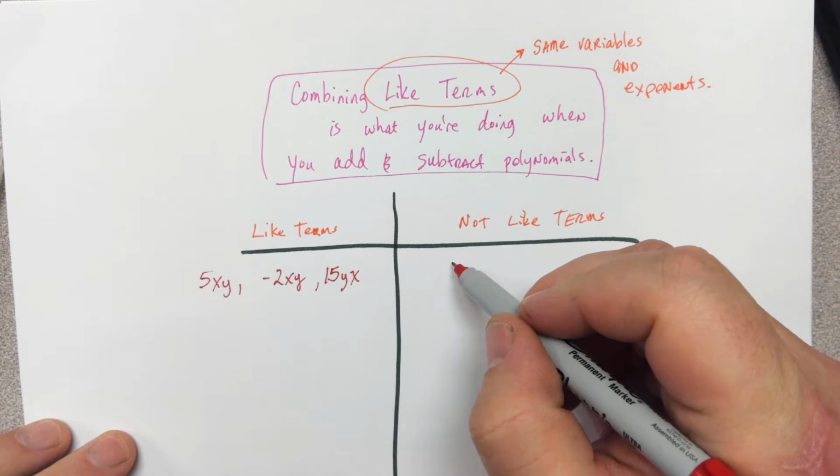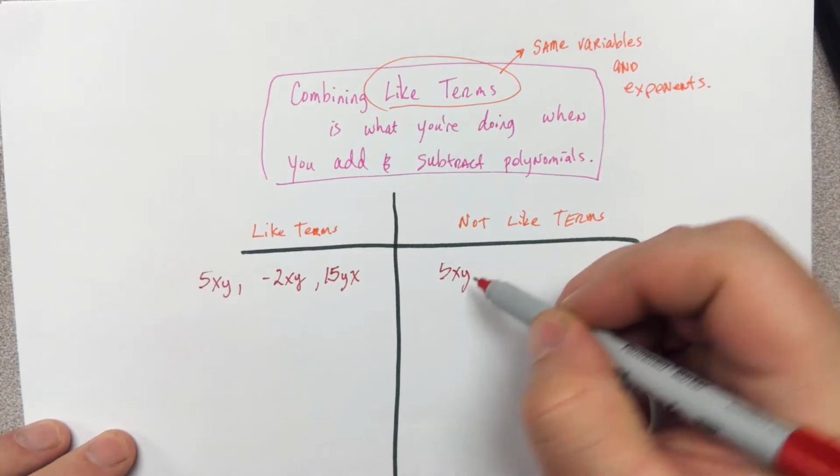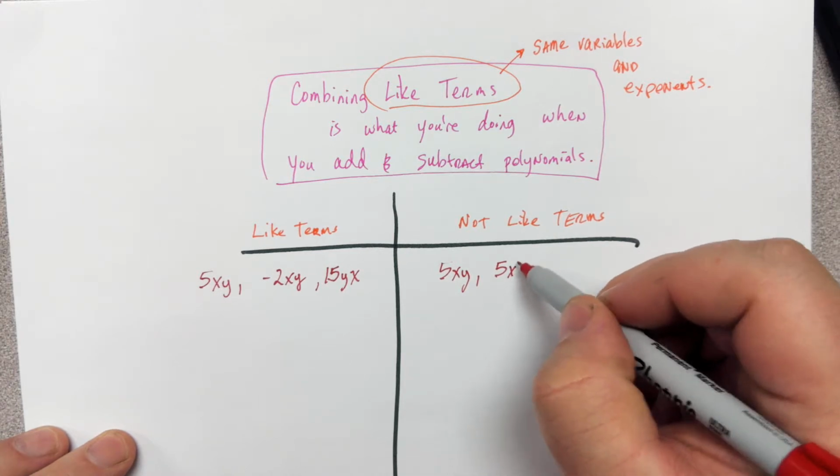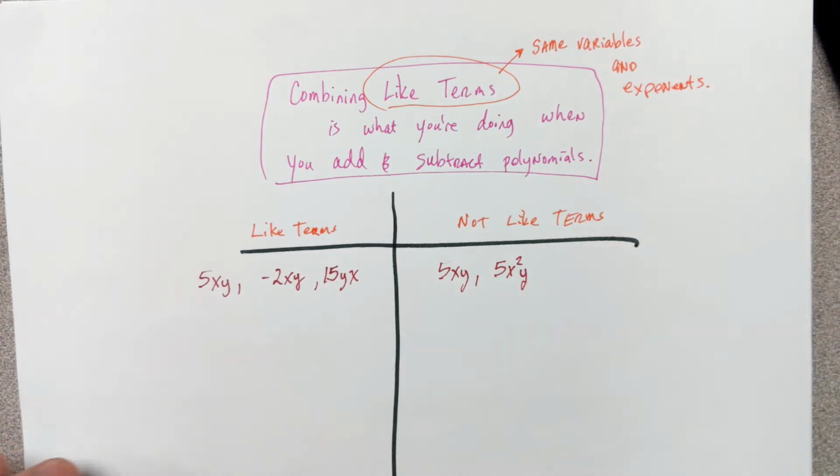So I'm going to do something similar. Let's do 5xy and 5x squared y. Not the same, because of the square on the x. Yeah?